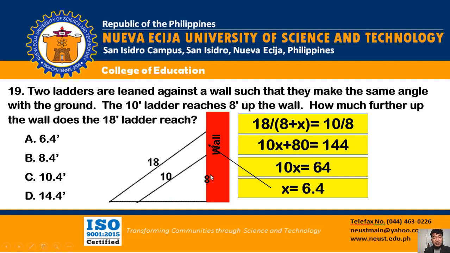Then we add 8 to 6.4. 6.4 plus 8 is equal to 14.4. So the answer in number 19 is 14.4.